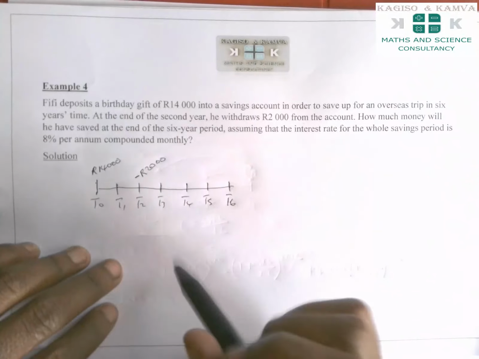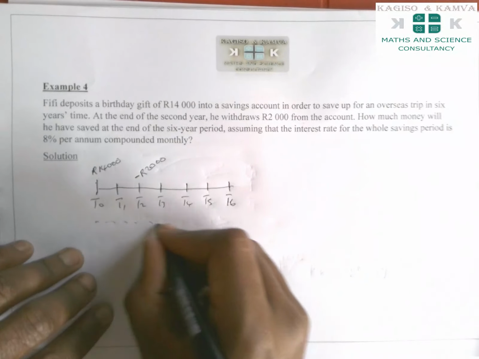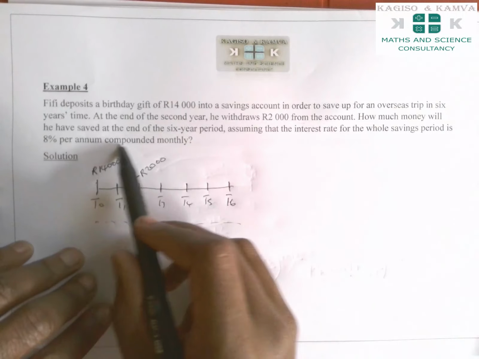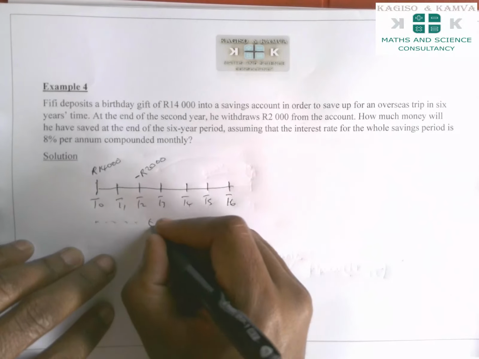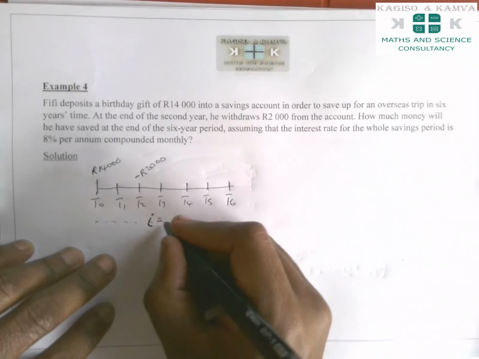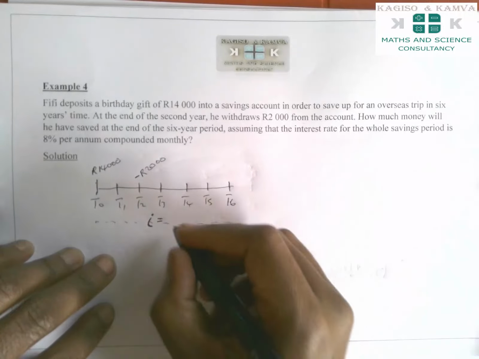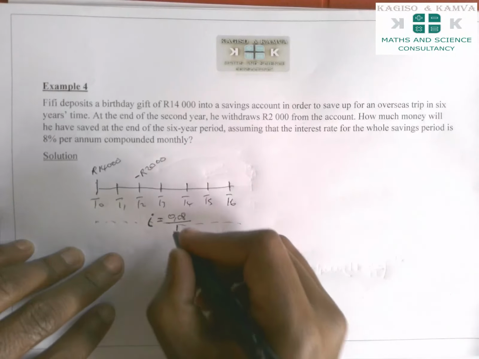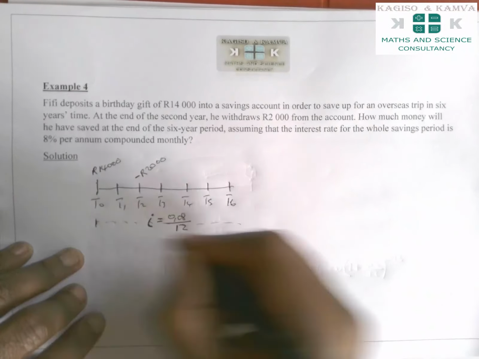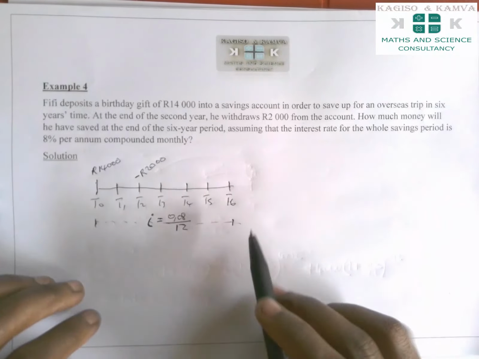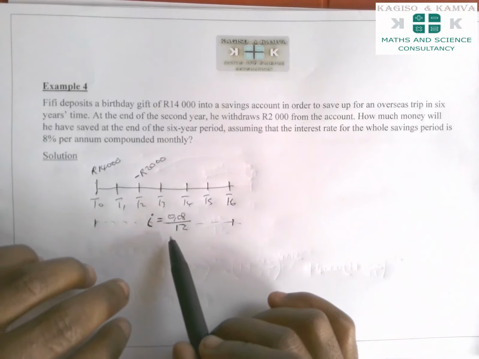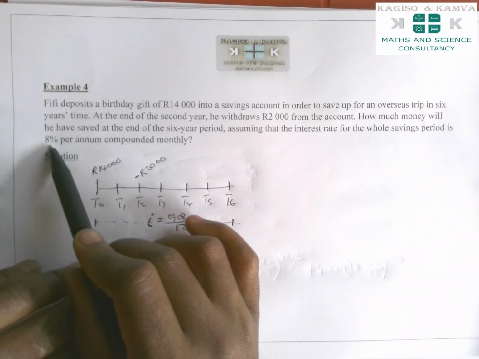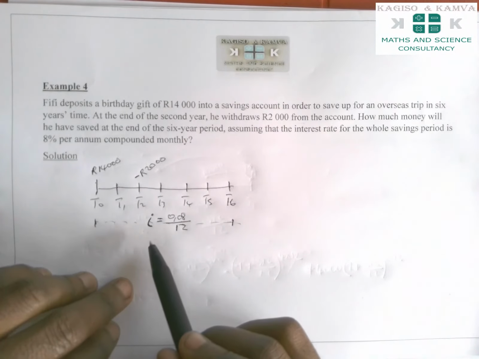And then we are told that the interest rate for the whole savings period is 8% per annum, compounded monthly. So for the entire savings period, we're going to have 0.08 divided by 12. That will be the interest rate. How do I get this 0.08? We say 8 divided by 100. That's how I got that 0.08.